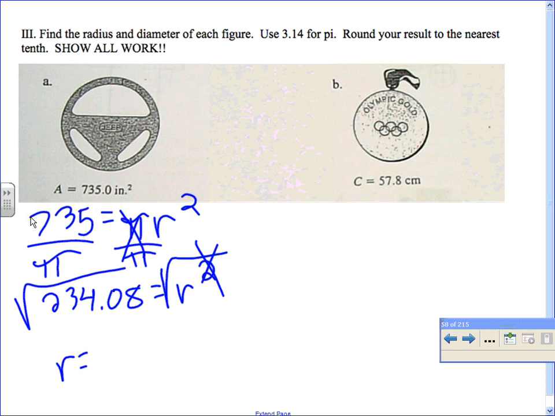Okay, Mary, what's r? Good, 15.3 inches. So there's part of our answer. How do we find diameter, Sean? Good, so diameter is equal to 30.6 inches. Questions?